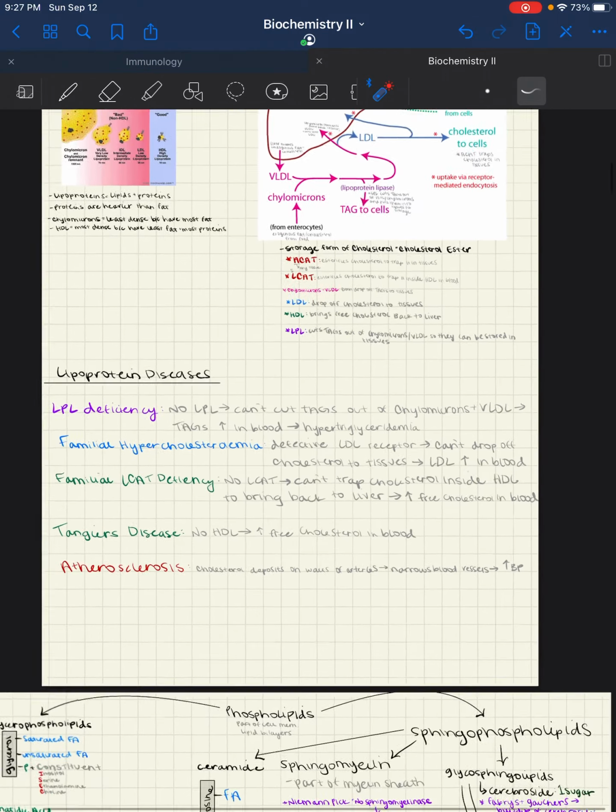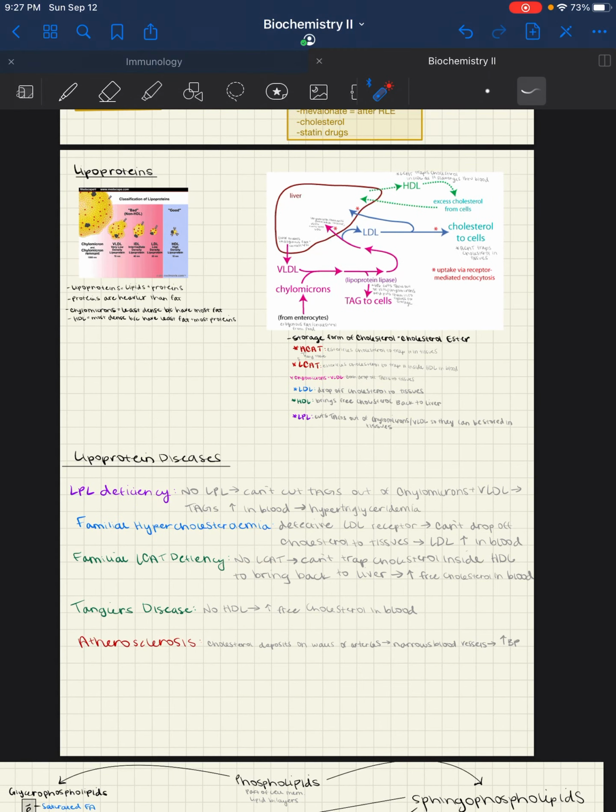All of their jobs. Now there's some diseases associated with lipoproteins. So there's something called LPL deficiency. So LPL is lipoprotein lipase, and think about what it did. It cut tags out of VLDL and chylomicrons to store tags in a tissue. So if we don't have the enzyme to cut tags out of VLDL and chylomicrons, then tags will stay in the blood, and that will lead to hypertriglyceridemia.